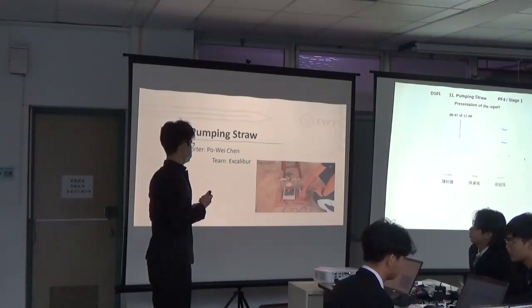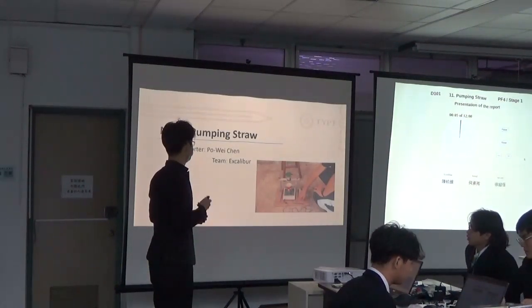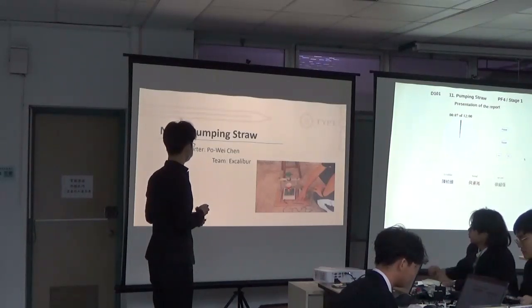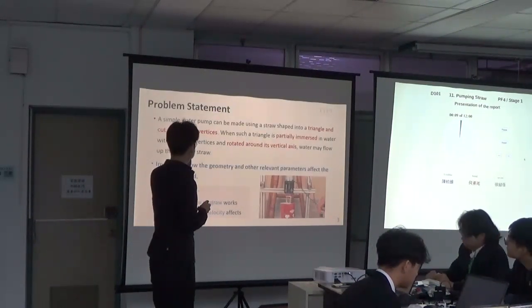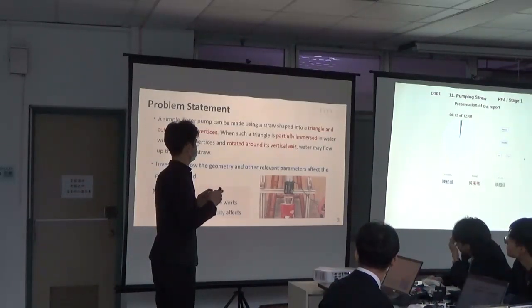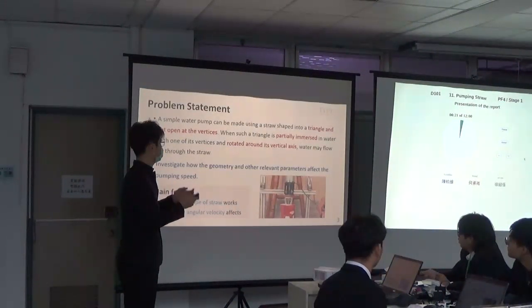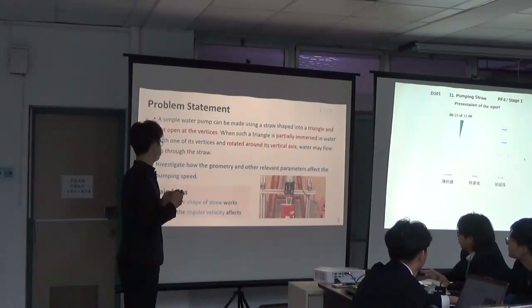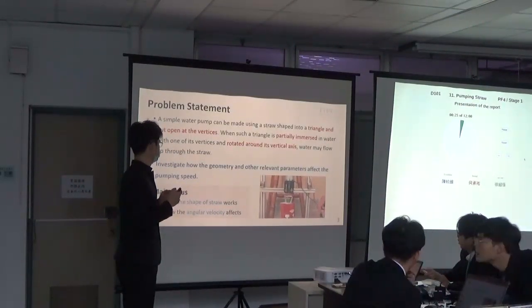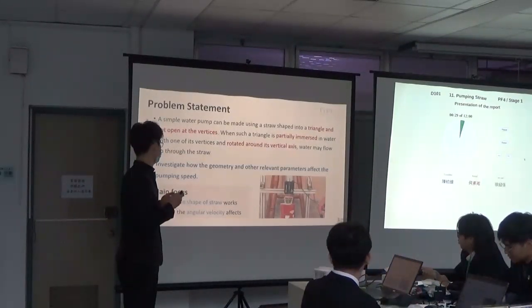Judges and fellow competitors, this is the report from TYPT D101 hardware. Today I'm going to talk about problem number 11, temperature. From the first sentence, a simple water pump may use a straw shaped into a triangle and cut open at the vertices. When such a triangle is properly immersed in the water, with one of its vertices, and rotating around its vertical axis, the water may flow out through the straw. We have to investigate how the geometry and other relevant parameters affect the pumping speed.